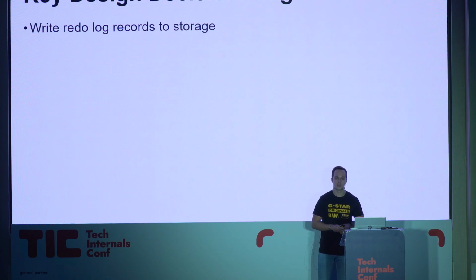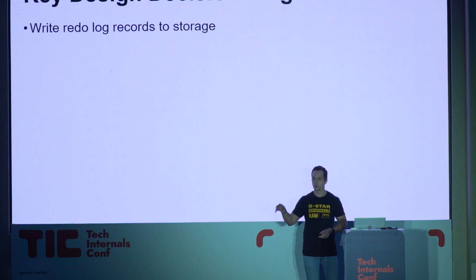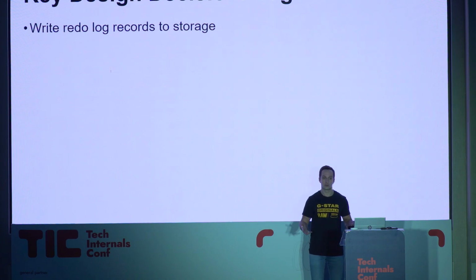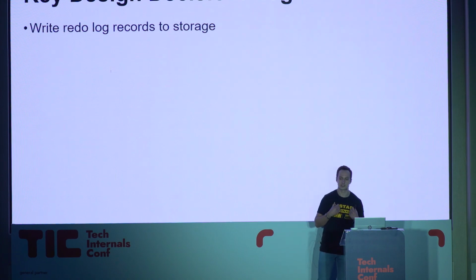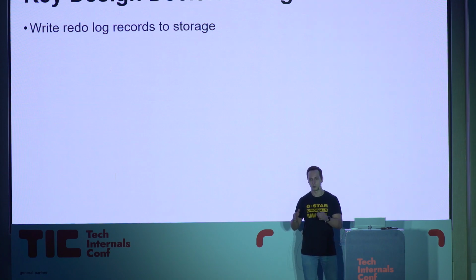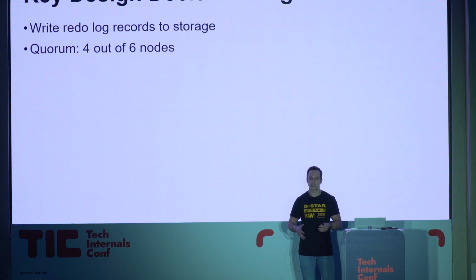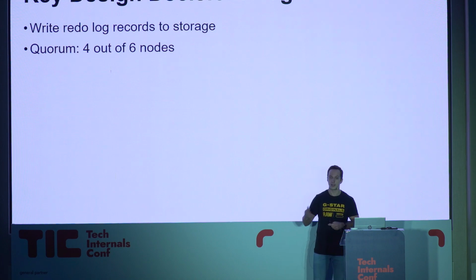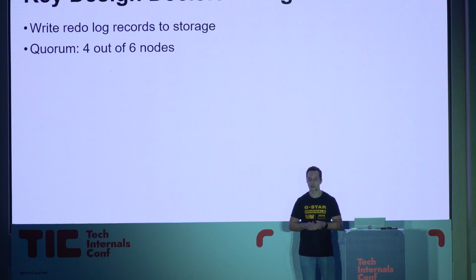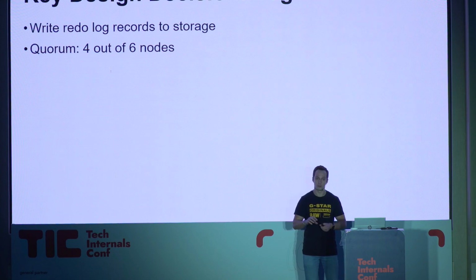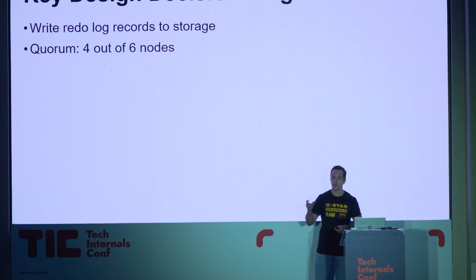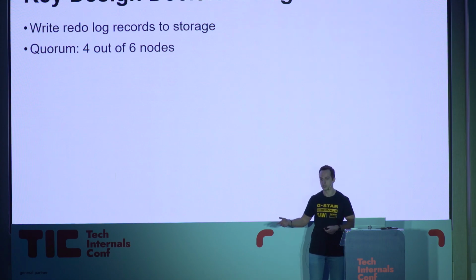So how does it work? First, the database instance writes redo logs to the storage layer. And for those of you who are more on the Postgres side of things, like myself, this is exactly the WAL stream. Then, the way that we work with it, we have chosen the quorum approach. And as Victor mentioned, we replicate the data 6 times across 3 availability zones. For write quorum, we use 4 out of 6 nodes, and the read set is 3 out of 6.